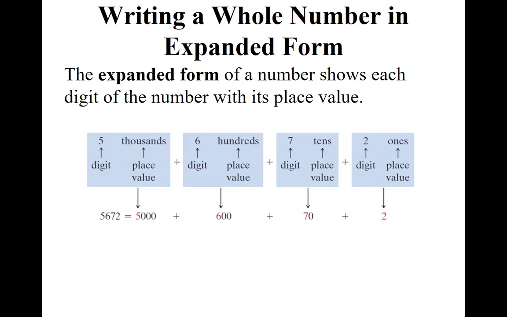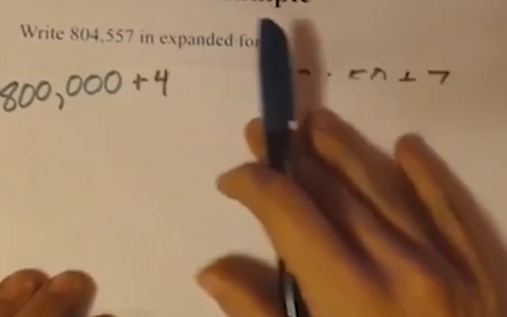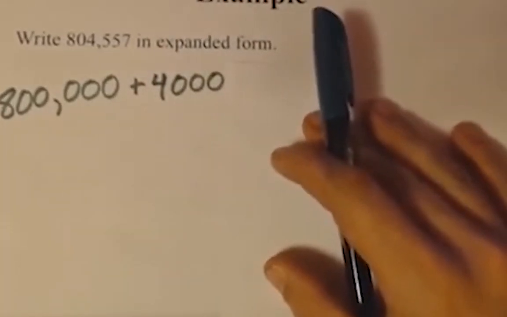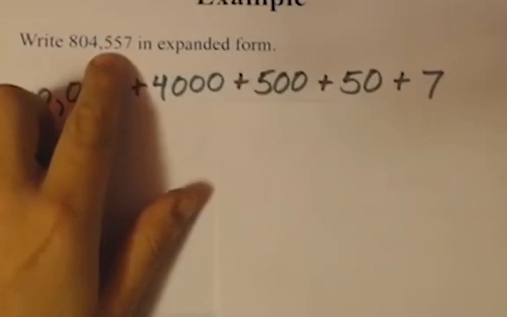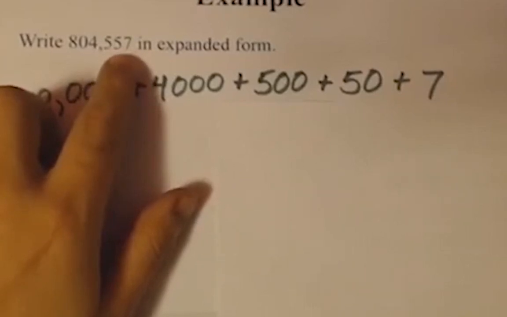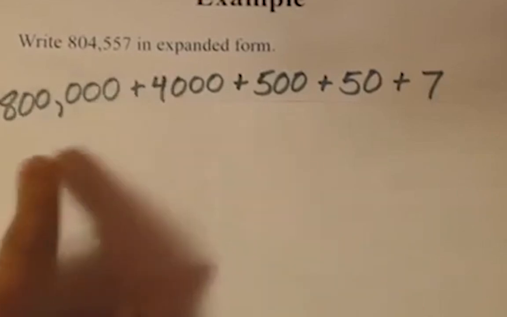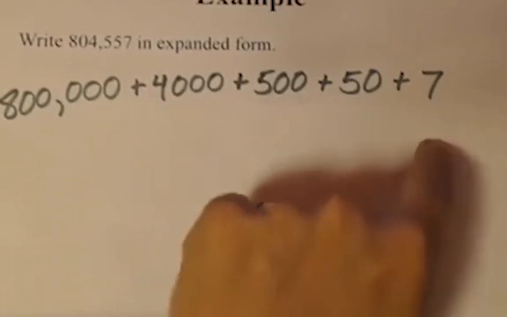So how would we write 804,557 in expanded form? We have an 8 with 1, 2, 3, 4, 5 zeros after it. Or we can think of it as the 8 is in the 100,000 spot. So that's 800,000. And our next digit is 0, so we're not going to add anything just for that. We're going to move on to the 4, which is in the thousands spot. So we're adding to that 4,000. Then we would have our 5. 5 hundreds is 500. And then 5 tens is 50. And then 7. So 800,000 plus 4,000 plus 500 plus 50 plus 7.